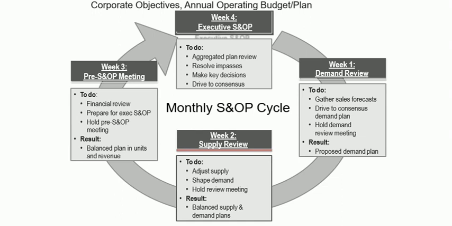In week two, you should do the supply review. You should adjust the supply according to the actual demand. You should shape the demand. You should again hold the review meeting, balance the supply and demand, and that plan should be consistent. In week three, you should get a financial review, and that is important. You should get it after week two or at the end of week two.